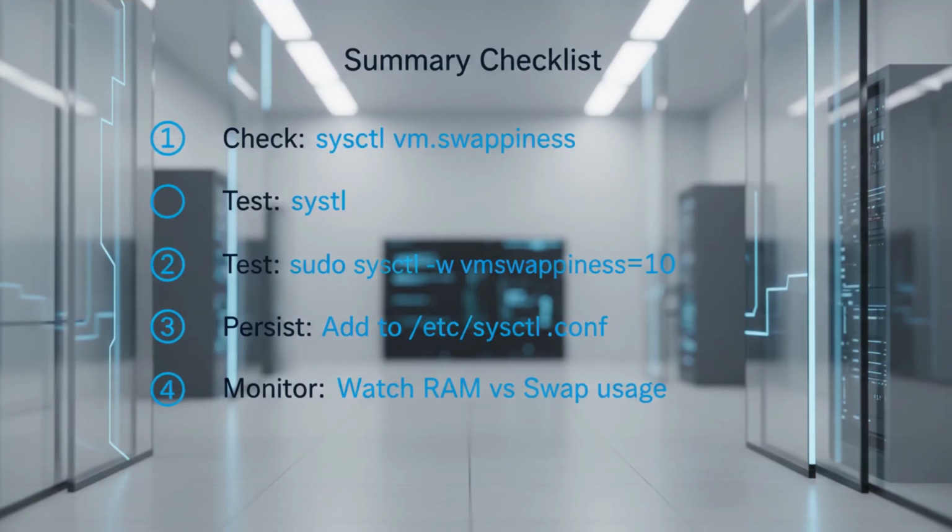To wrap up, optimizing swap is a low-effort, high-reward task for any digital entrepreneur. Start by checking your current value. If it's at 60, test a move to 10 or even 5. Monitor your free -m output to ensure you aren't hitting the OOM killer. Finally, make your changes permanent in sysctl.conf. Mastering these kernel-level tweaks gives you a competitive edge in system reliability and cost management.